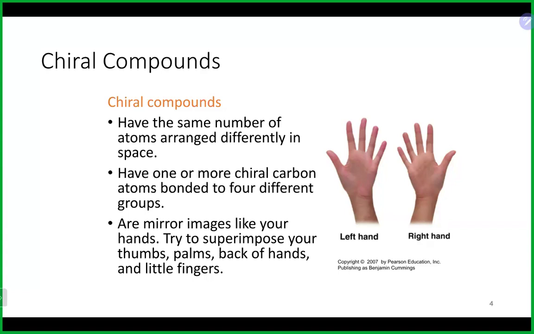But you will never be able to do any type of rotation that will allow the mirror image to come out and superimpose on the original image. And that is what a chiral compound is. Usually a chiral compound will have at least one chiral carbon. A chiral carbon is a carbon that has four different groups attached to it. So if there are four different things attached to a carbon, then most likely it will be a chiral compound and have a mirror image that will not superimpose.